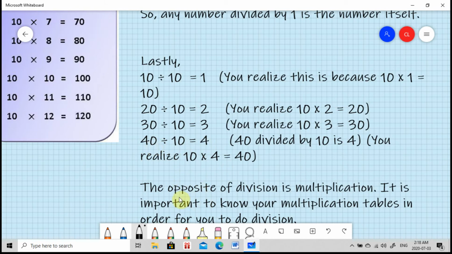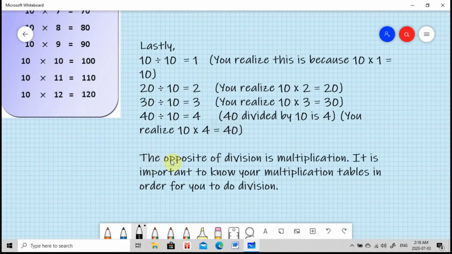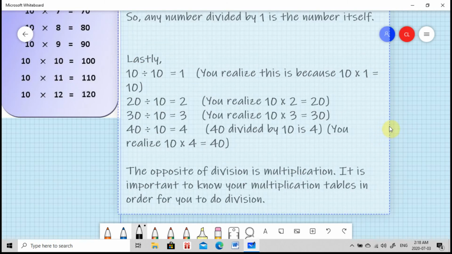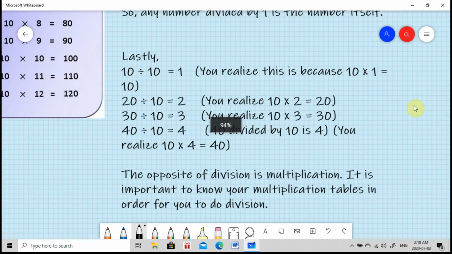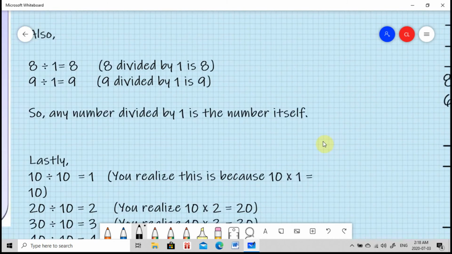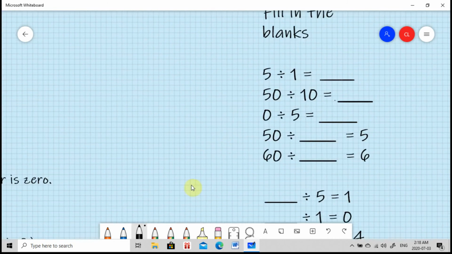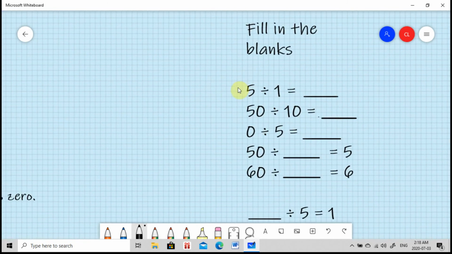Okay, so this is important to know: the opposite of division is multiplication. It is important to know your multiplication tables in order for you to do division. Okay, so now we are going to move to the next one. We're going to do some practice on division with 1, 0, and 10.